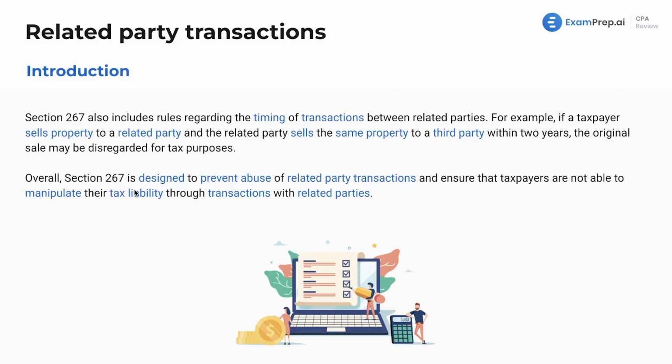Now, overall, this section is going to be designed to prevent abuse of related party transactions and to ensure that taxpayers are not able to manipulate their tax liability through transactions with related parties. It's very easy to do that if you were able to transact with related third parties and manipulate your tax liability. That's why all of these rules exist.